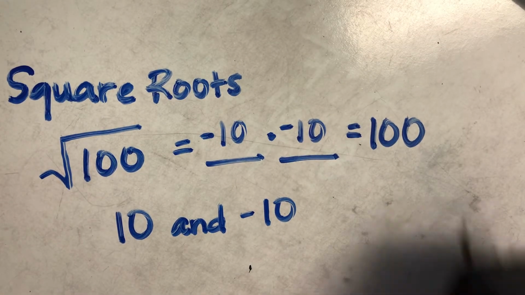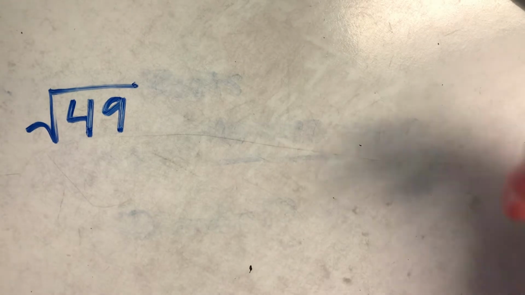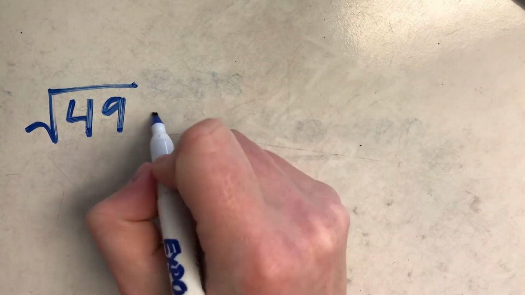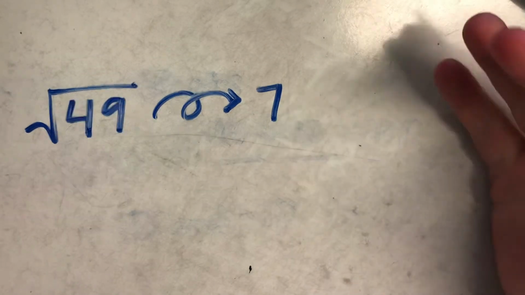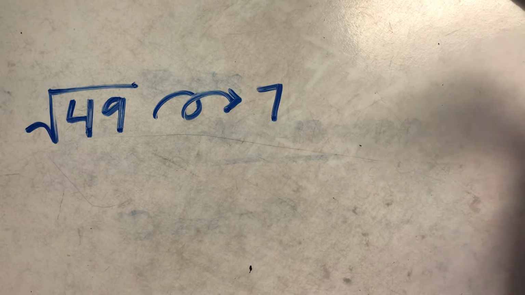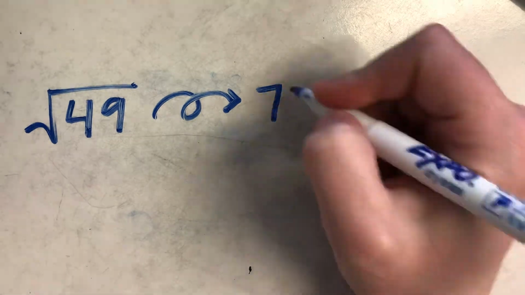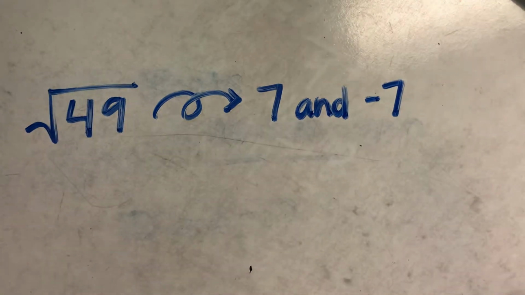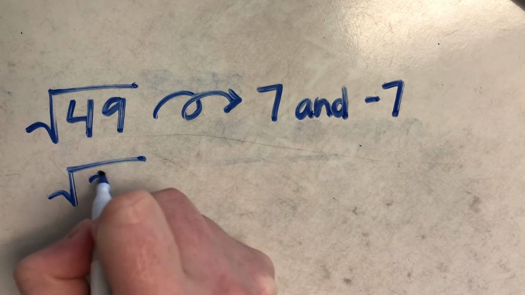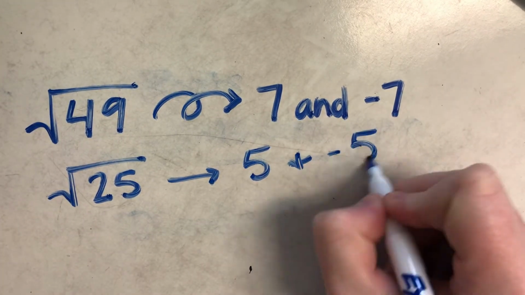A few other examples with this. If I give you the square root of 49, what times itself is 49? We all know that would be 7. Along with that, you have to think of the negative ones too. Negative 7 times negative 7 also gives me positive 49. So my solution would be 7 and negative 7. Same with the square root of 25. That's going to be 5 and negative 5.